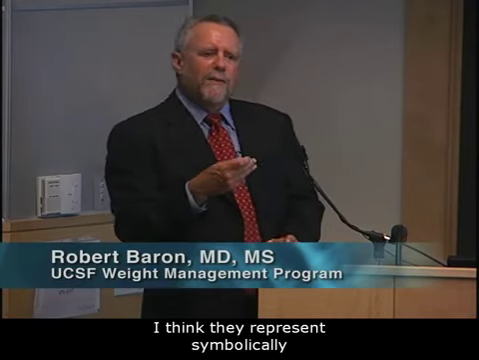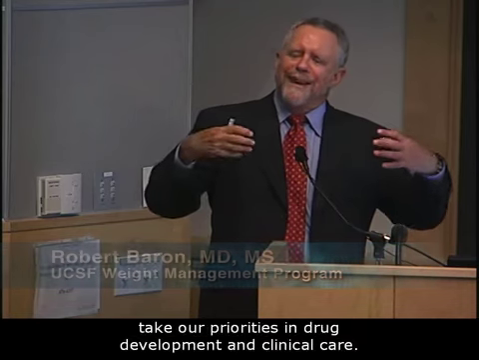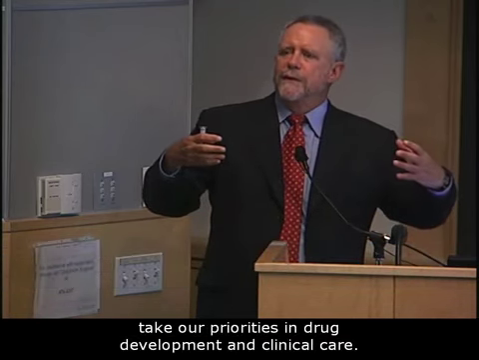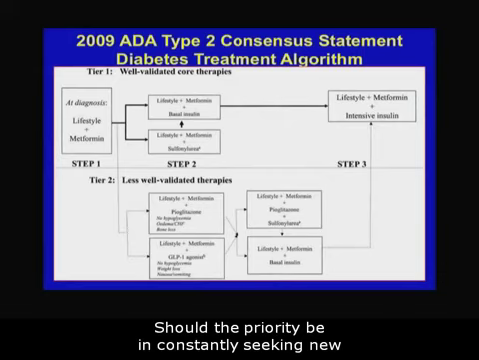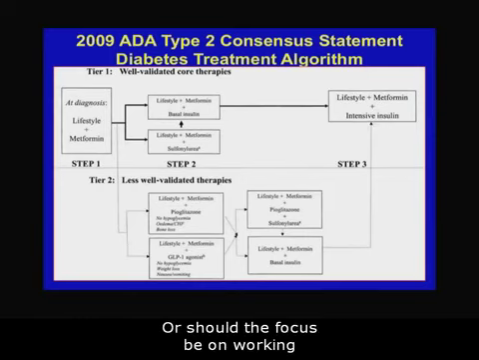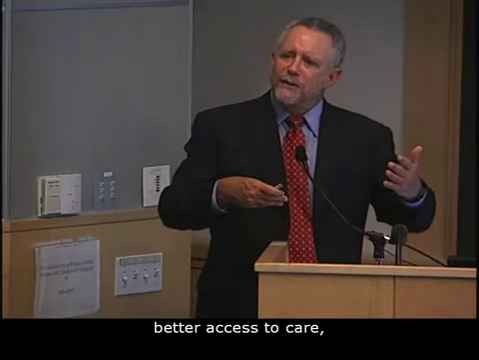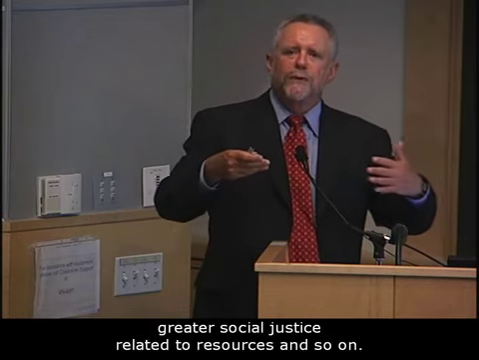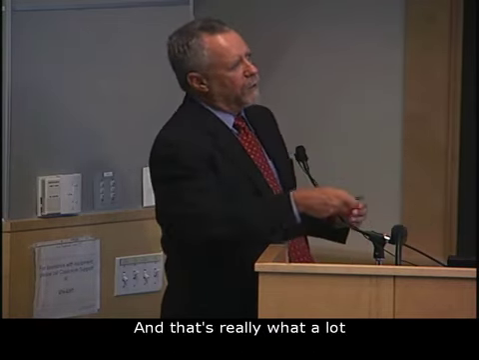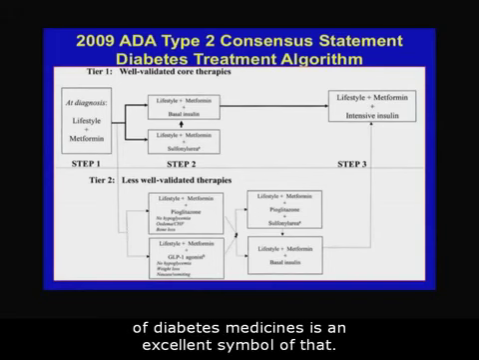But again, I think they represent symbolically where we want to take our priorities in drug development and clinical care. Should the priority be in constantly seeking new and more drugs, which add small amounts of benefit, or should the focus be on working on better use of the drugs we have, better access to care, greater social justice related to resources, and so on? And that's really what a lot of the healthcare reform debate was about. But I think this discussion of diabetes medicines is an excellent symbol of that.